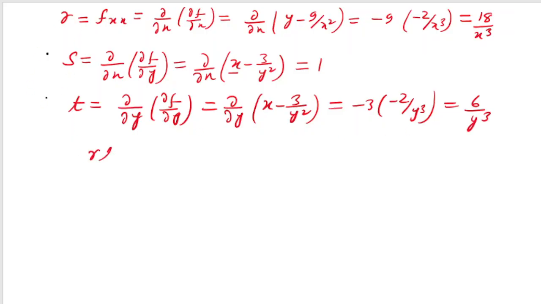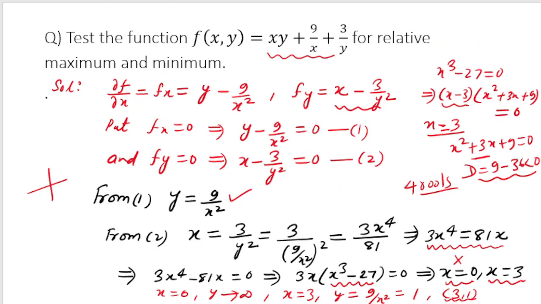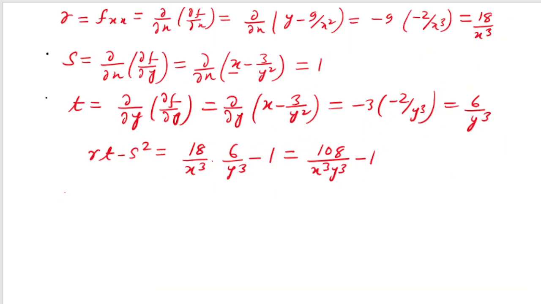So the next thing is I have to calculate rt minus s square. So it is 18 by x cube into 6 by y cube minus s square, that is 1. So we got 108 by x cube y cube minus 1. Now we have just one critical point, and the critical point that I have got is 3 comma 1. So let us take the point 3 comma 1. What we have to do is calculate the value of rt minus s square.